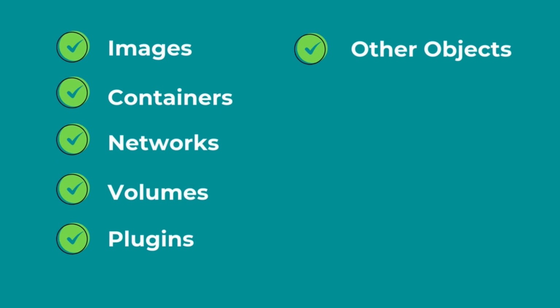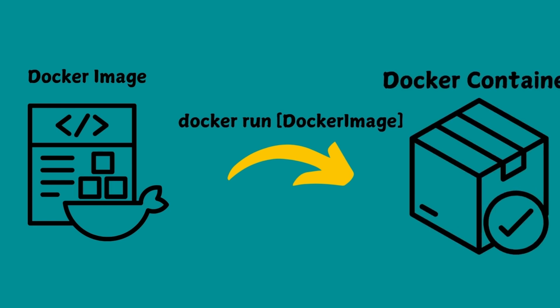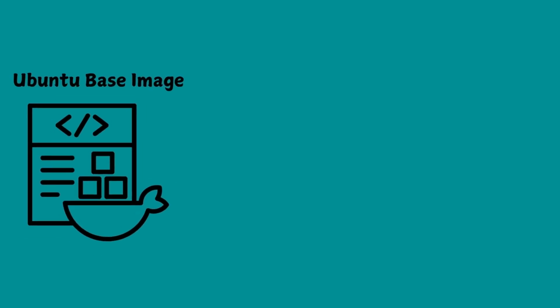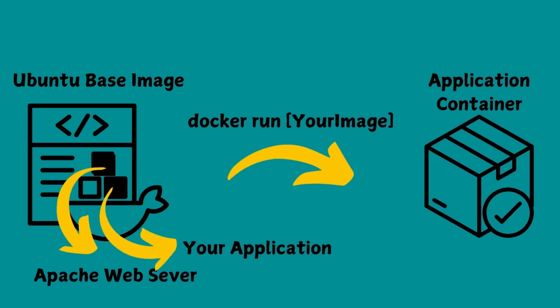Let's talk very briefly about some of the Docker objects. Anything that you create in Docker is an object, like image, container, network, etc. Images. What is an image? An image is a read-only template which has all the instructions to create a container. Most of the time we will use an image which uses another Docker image as the base image. For example, we will use an Ubuntu base image, and on top of that we will install Apache web server. Then we will install our application and we'll be able to run it.